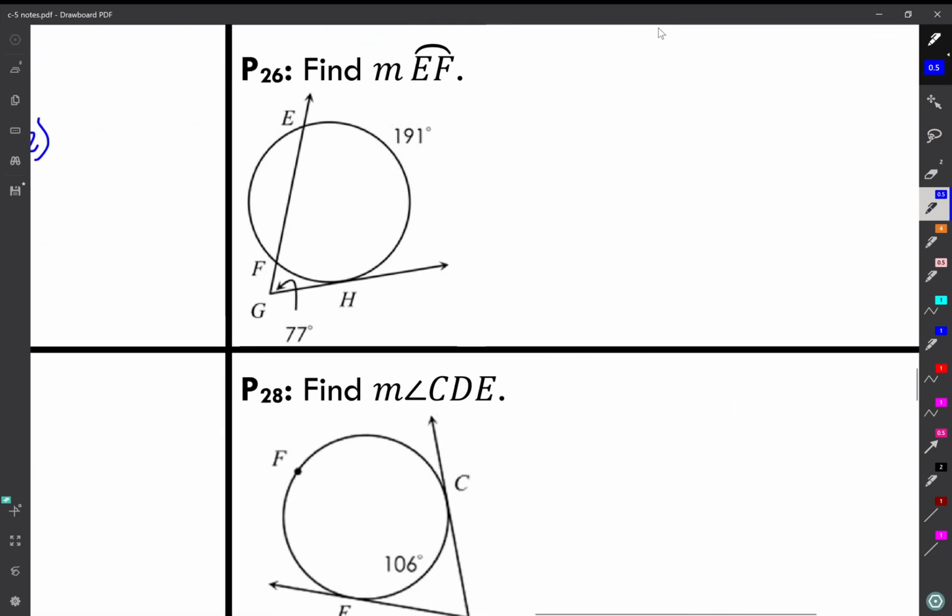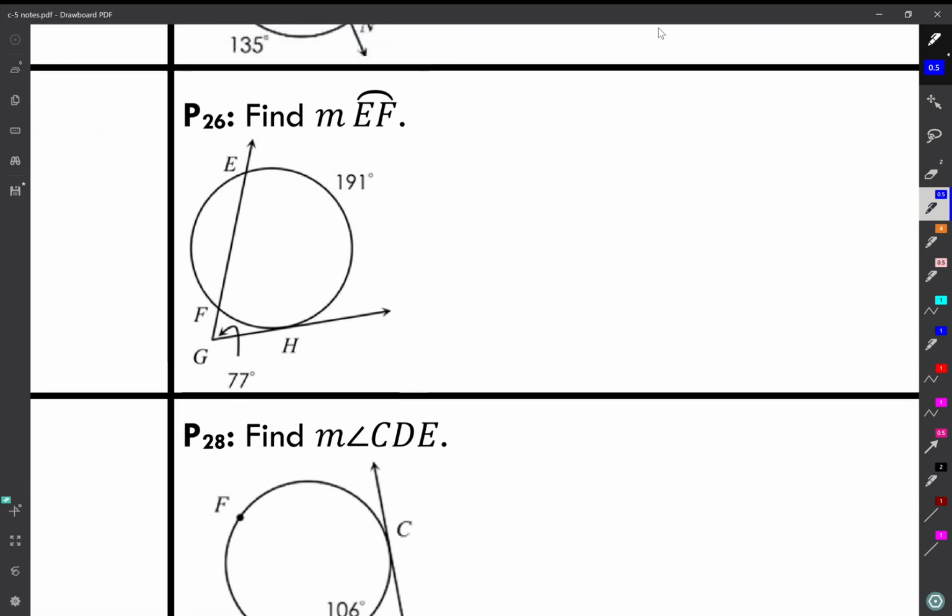Now for an arc measure, arc EF, they want us to find. If I'm able to find FH, which I am, then once I find FH, I can subtract FH and the other one, EH, from 360, and that'll give us the measure of arc EF.